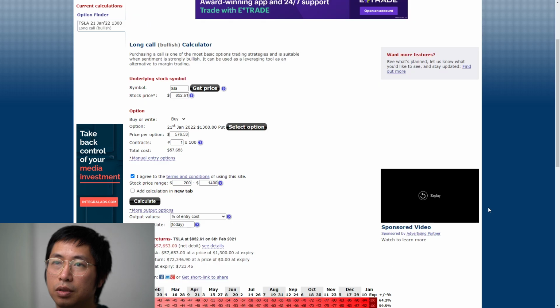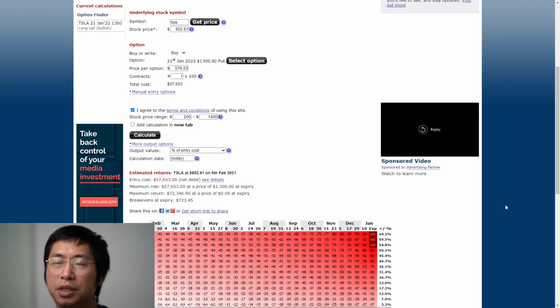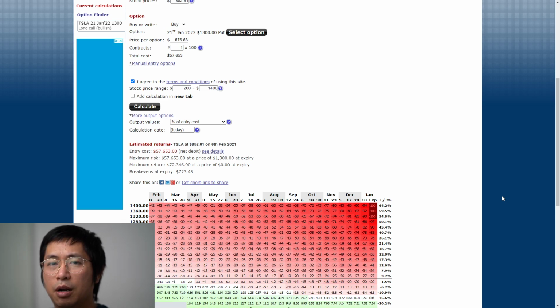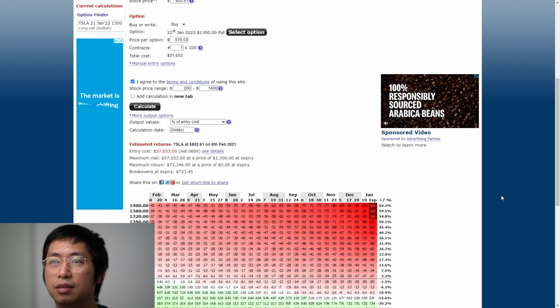So this was an introduction to call options and put options. They're basically bets you make. A call option is betting that Tesla, or whatever stock you're buying call options for, will go up in price by a lot. And a put option is basically betting that the stock price will go down a lot. It will crash.